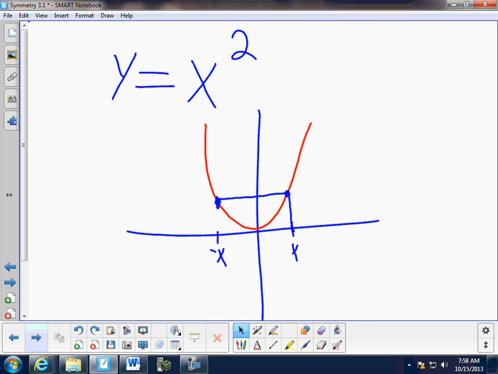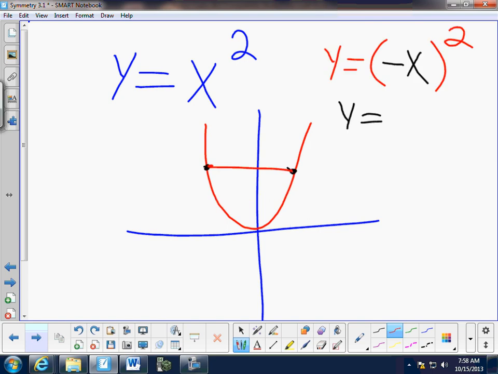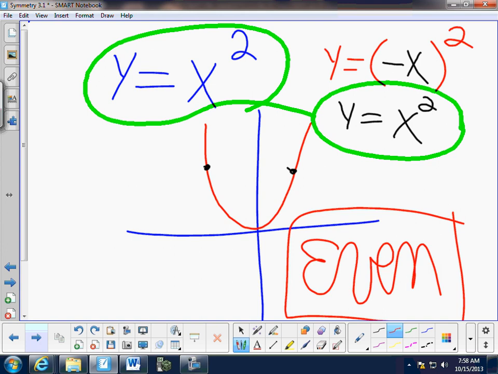Back in Algebra 1, you guys learned about graphing parabolas. So look what I do. I picked a number for x, and I can put it into the equation and I'll get some answer. But if I put the opposite of x in, you're going to get the same answer. Because look what happens when I take negative x and I square it. Negative x times negative x is positive x squared.